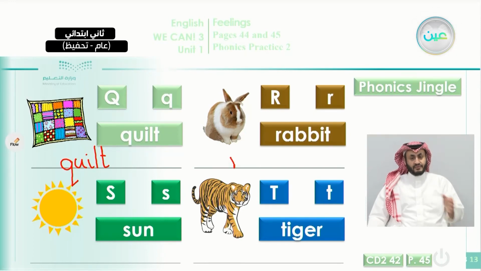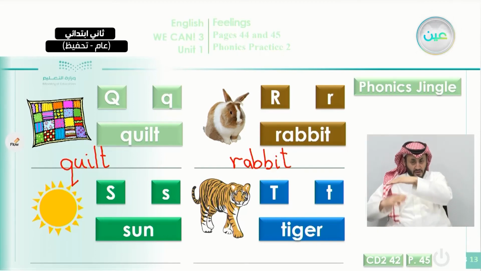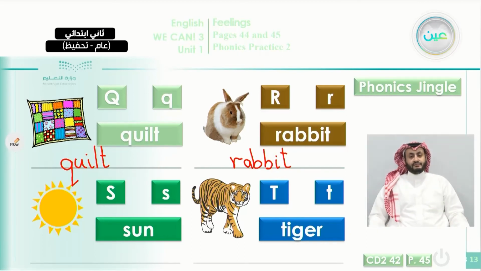Also, rabbit, you can say R, A, double B, I, and T. That is the word rabbit. Okay, the word sun, as we said before, if you write it small, you do like this. But when you compare it to the capital, it goes like this.